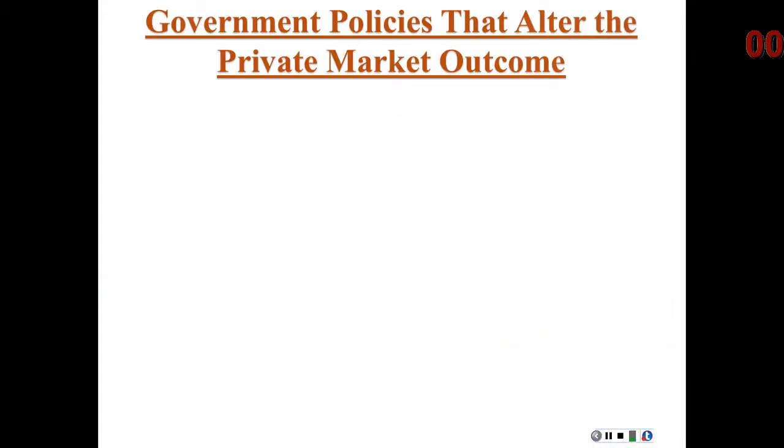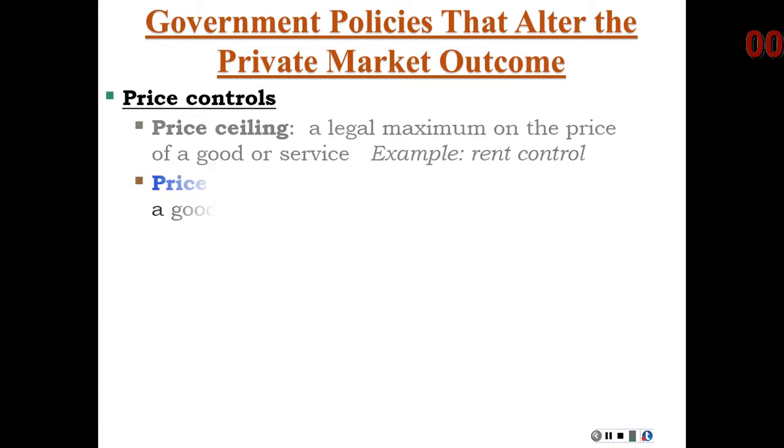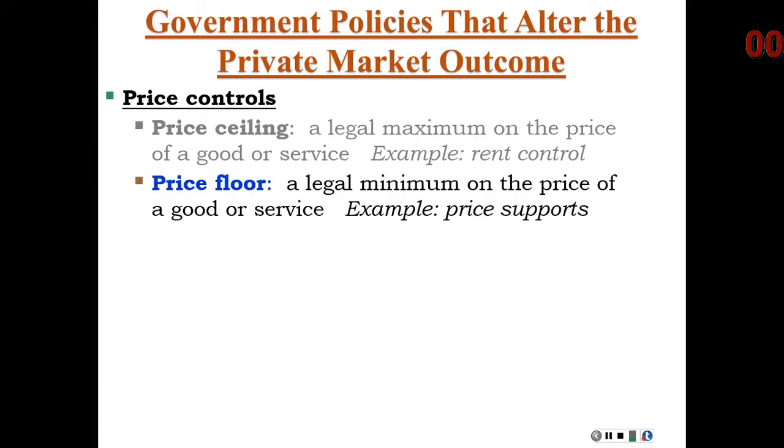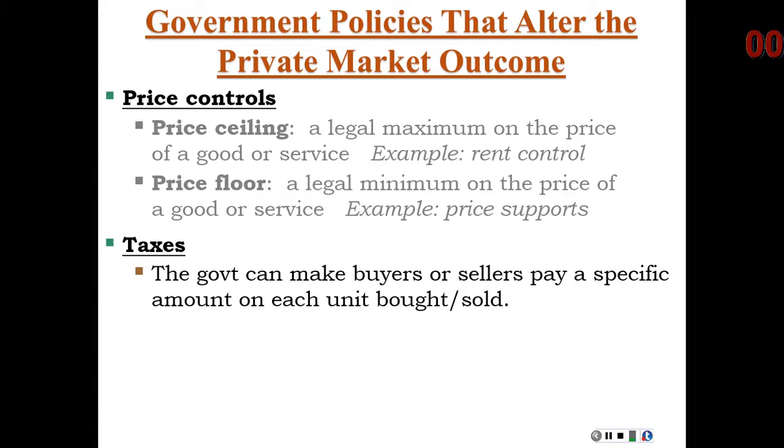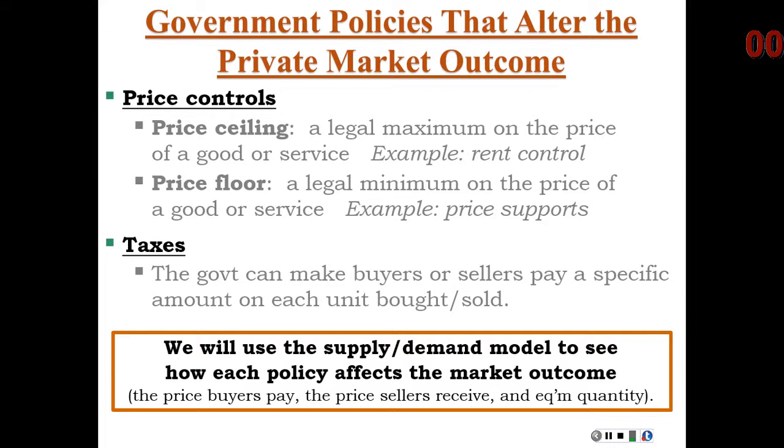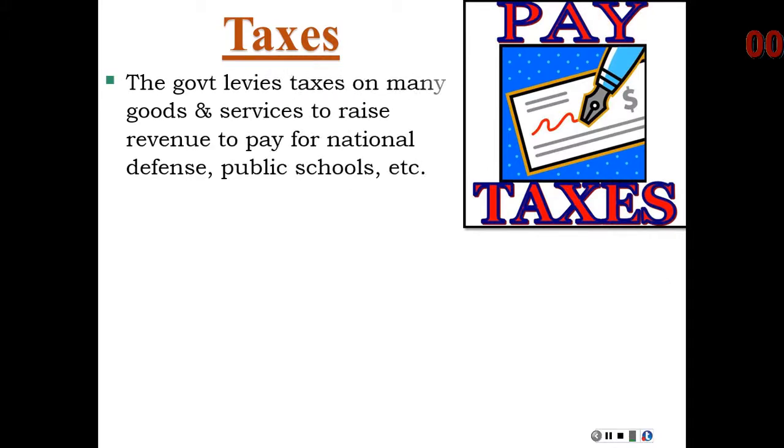Remember, we're talking about government policies that alter the private market outcome, right? We talked about price controls, legal maximum price ceilings, legal minimums, price floors. Now we're going to talk about taxes, right? The government can make buyers or sellers pay a specific amount of tax on a per unit basis. But who will actually end up paying the burden of the tax? Can they legislate that? We're going to use the supply and demand model to evaluate these different policy effects, specifically on taxes this time.